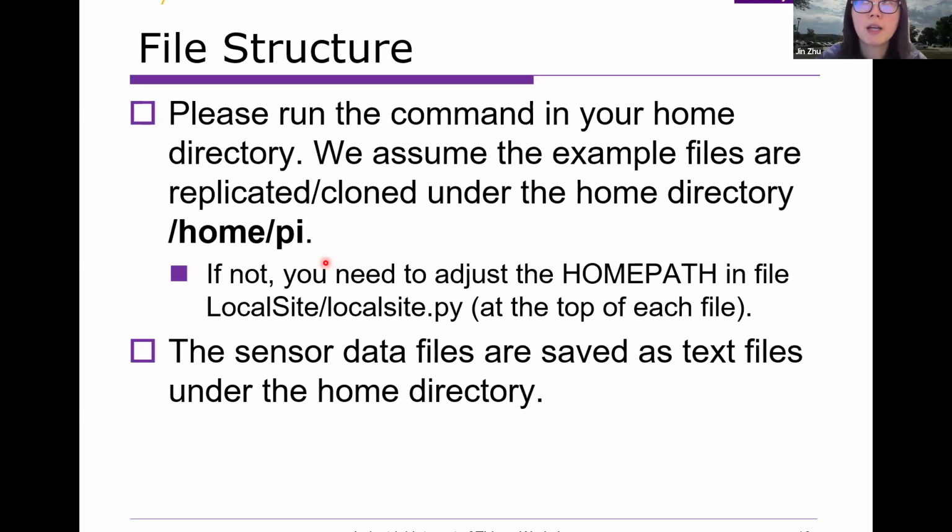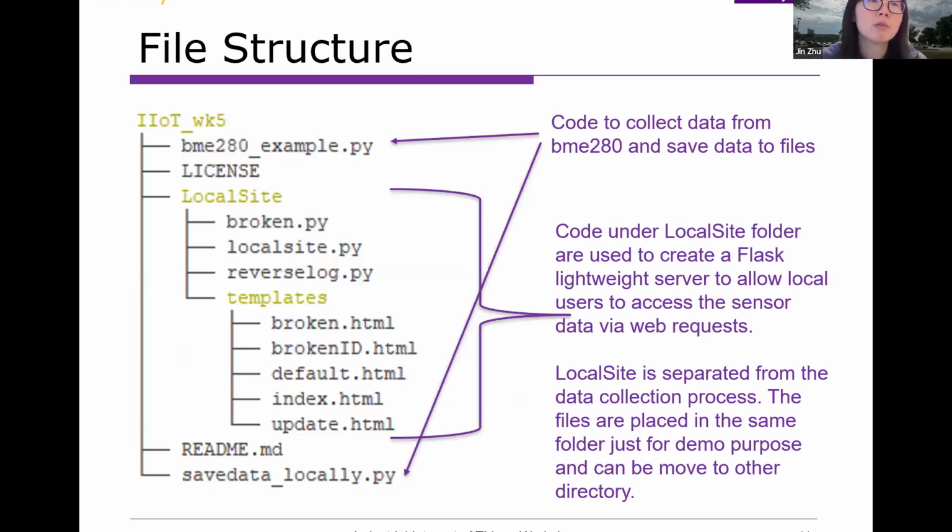And since the data files are saved as text files, let's look at the overall project file structure, because you're going to download a bunch of files. In the folder, there are two files, the BME280 example and save the data locally .py. Those two are similar to what you did last week. You simply collect the data from the BME280 and then save the data to text files. That's it.